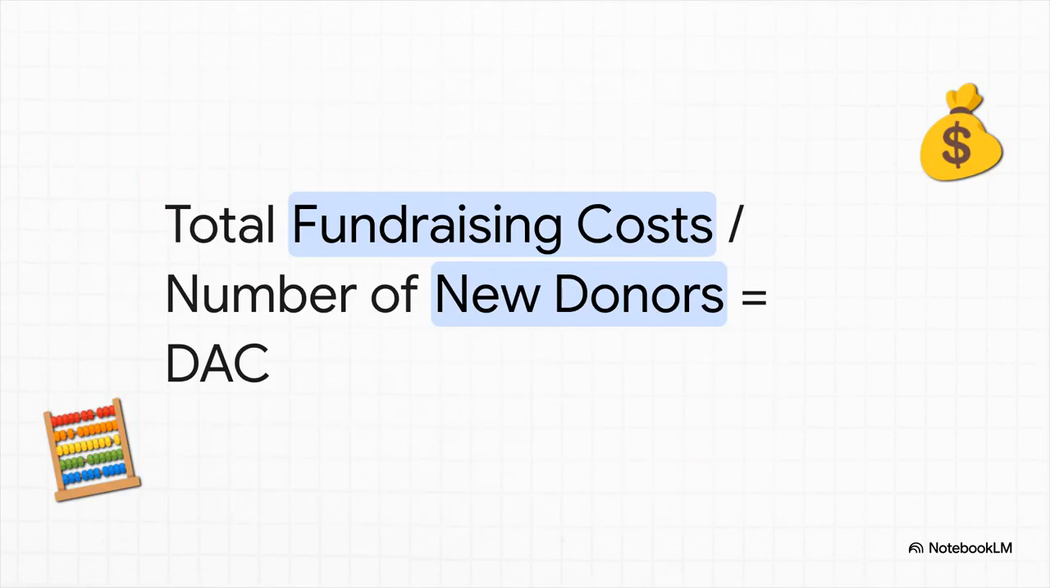And the best part, the math is incredibly simple. Seriously, you just take your total fundraising costs for a campaign, divide that by the number of new donors you brought in from that effort, and voila, that's it. That number is your donor acquisition cost.